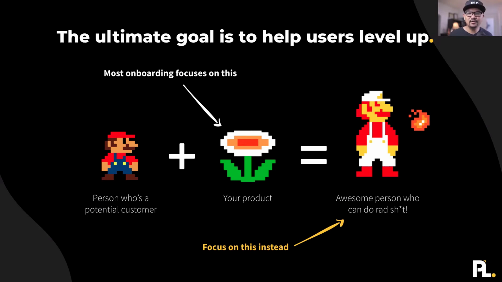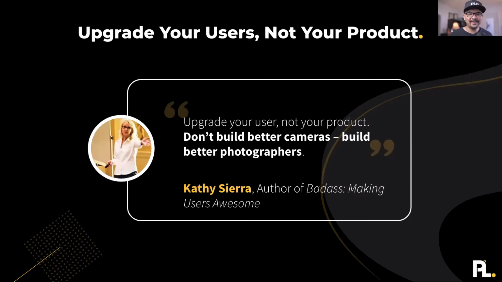In this case, we're so focused on this flower. When Mario takes this flower, he becomes this fireball spinning plumber, and he can do amazing things. And we need to focus on the outcome instead of the product itself. There's this other quote that I really love from Kathy Sierra, who wrote the book Badass: Making Users Awesome, that we need to upgrade our users, not our product. Don't build better cameras, build better photographers.